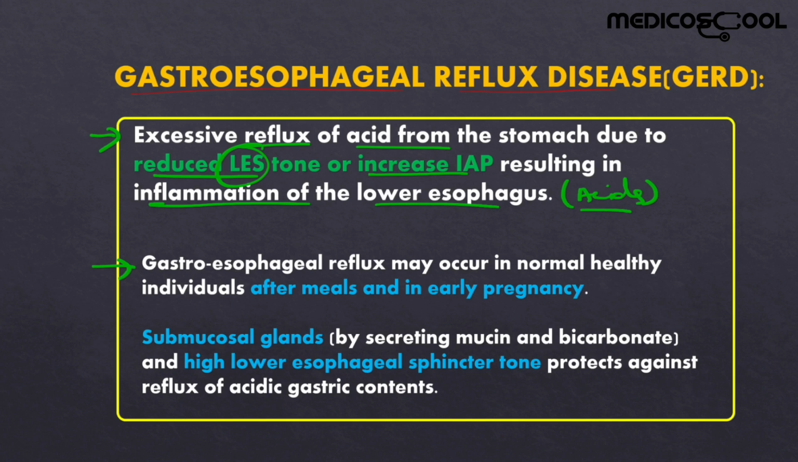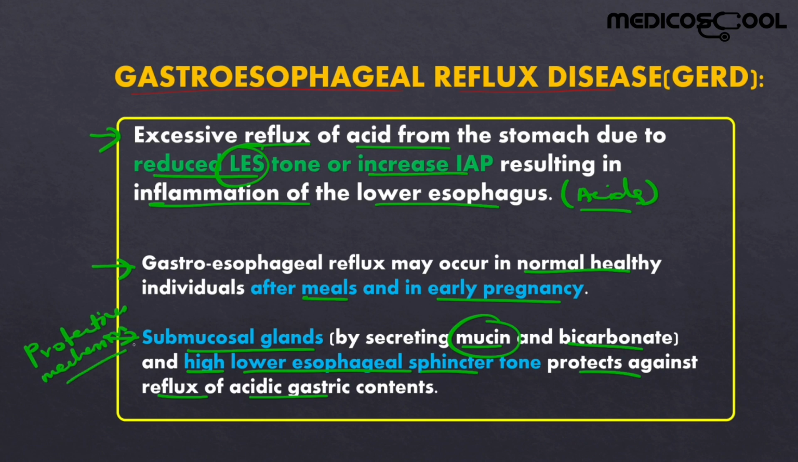Normally, this gastroesophageal reflux occurs in healthy individuals, usually after meals or in early pregnancy, and it does not cause any damage. This is due to the submucosal glands, which secrete mucin and bicarbonate, which neutralize the acids and prevent the surface epithelium from being damaged by the acids, and second, the high lower esophageal sphincter tone, which protects the lower esophagus from the reflux of the acidic gastric contents. So these two are the protective mechanisms which help in the prevention of gastroesophageal reflux disease.